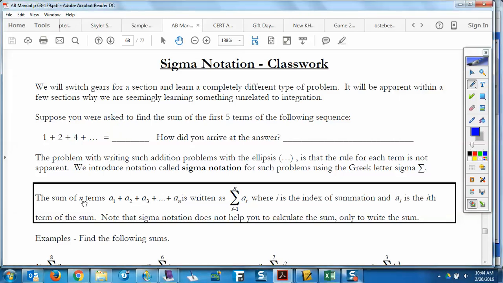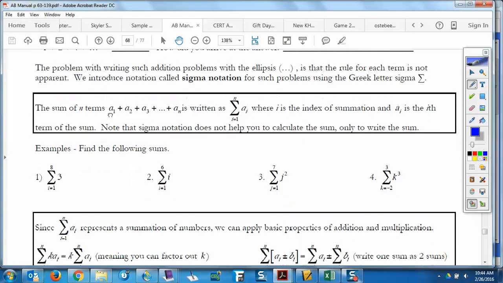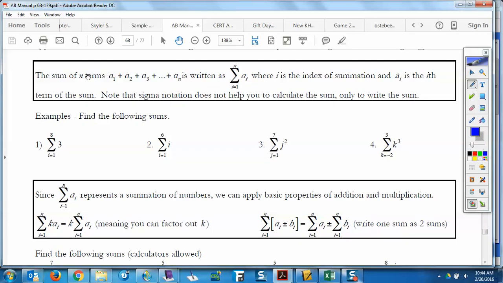No problem. Now, it says we're going to introduce this notation called sigma notation. The sum of n terms, a1 plus a2 plus a3 plus dot dot dot an, is written like this, where i is the index of summation, so that's this down here. So we got the sigma down here, we got i equals 1, up here we got n. This is the beginning point, this is the ending point. It always goes by ones, we can't go by twos or by threes or negatives or anything else.